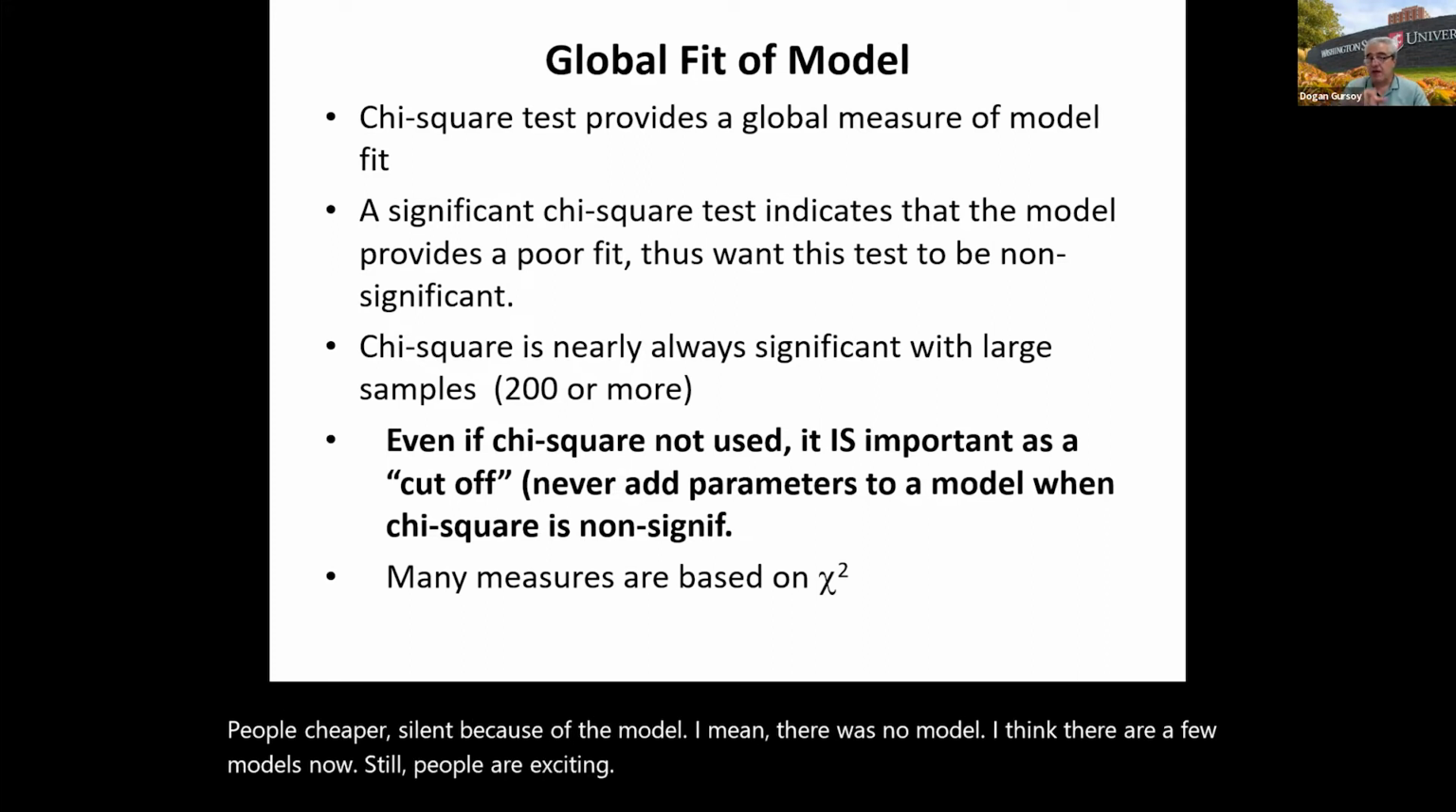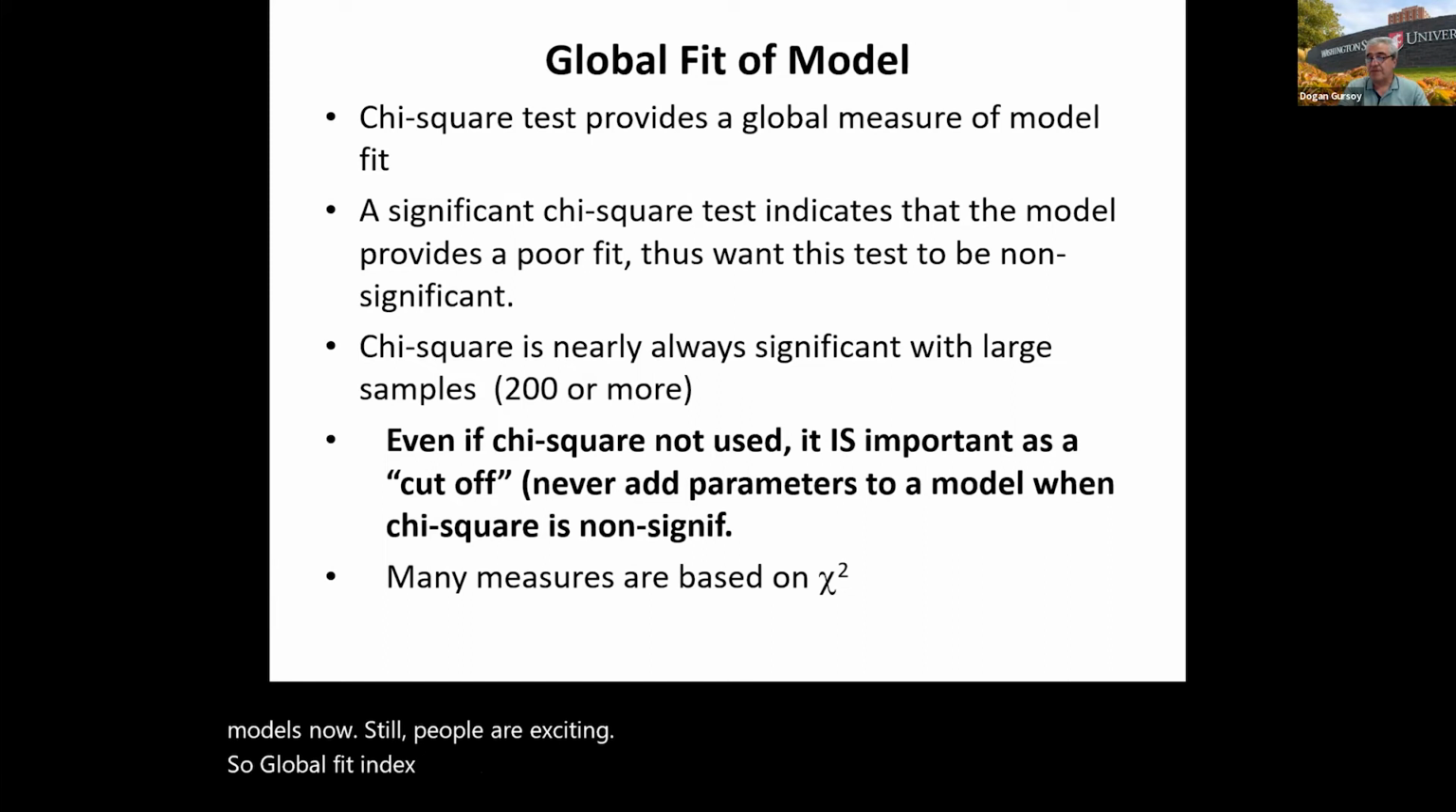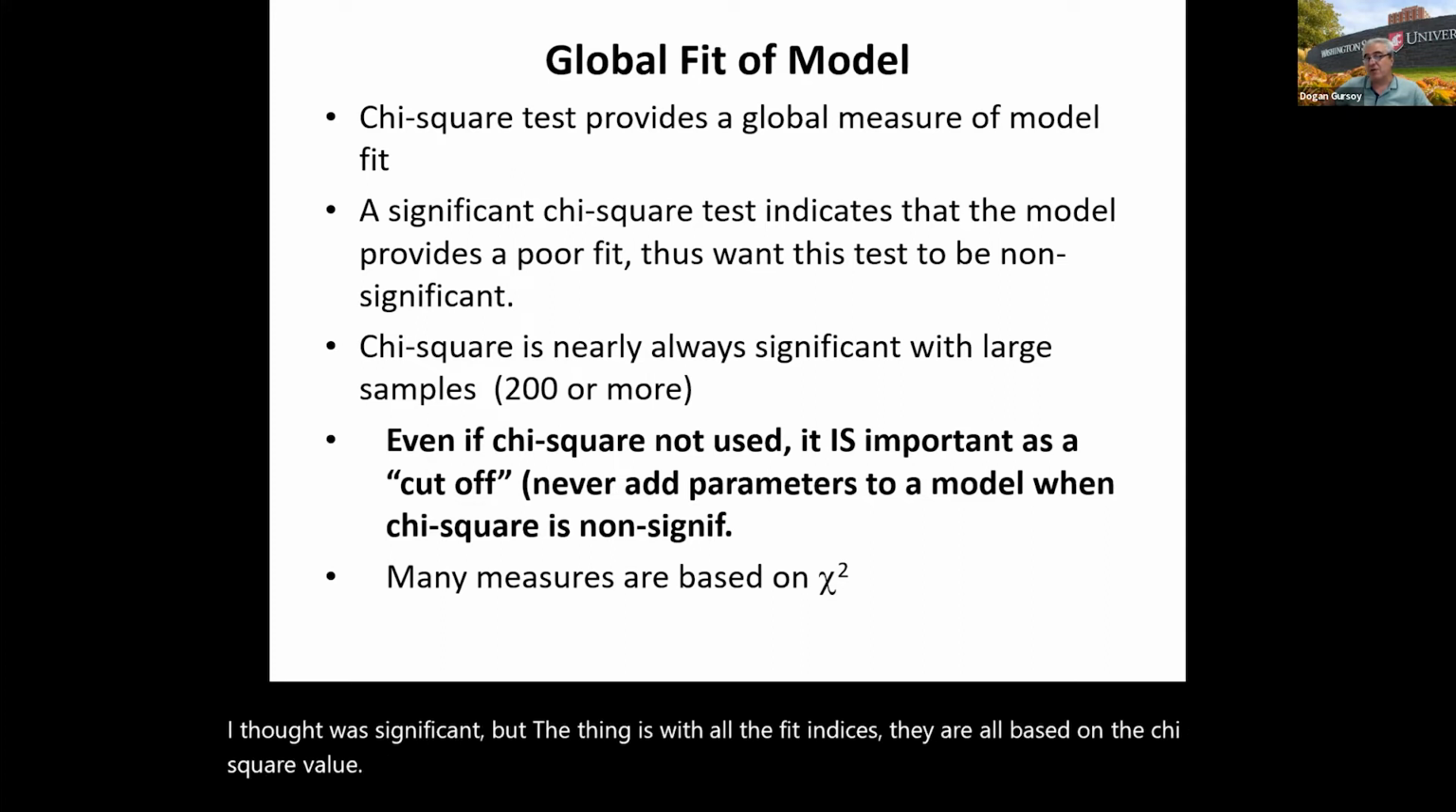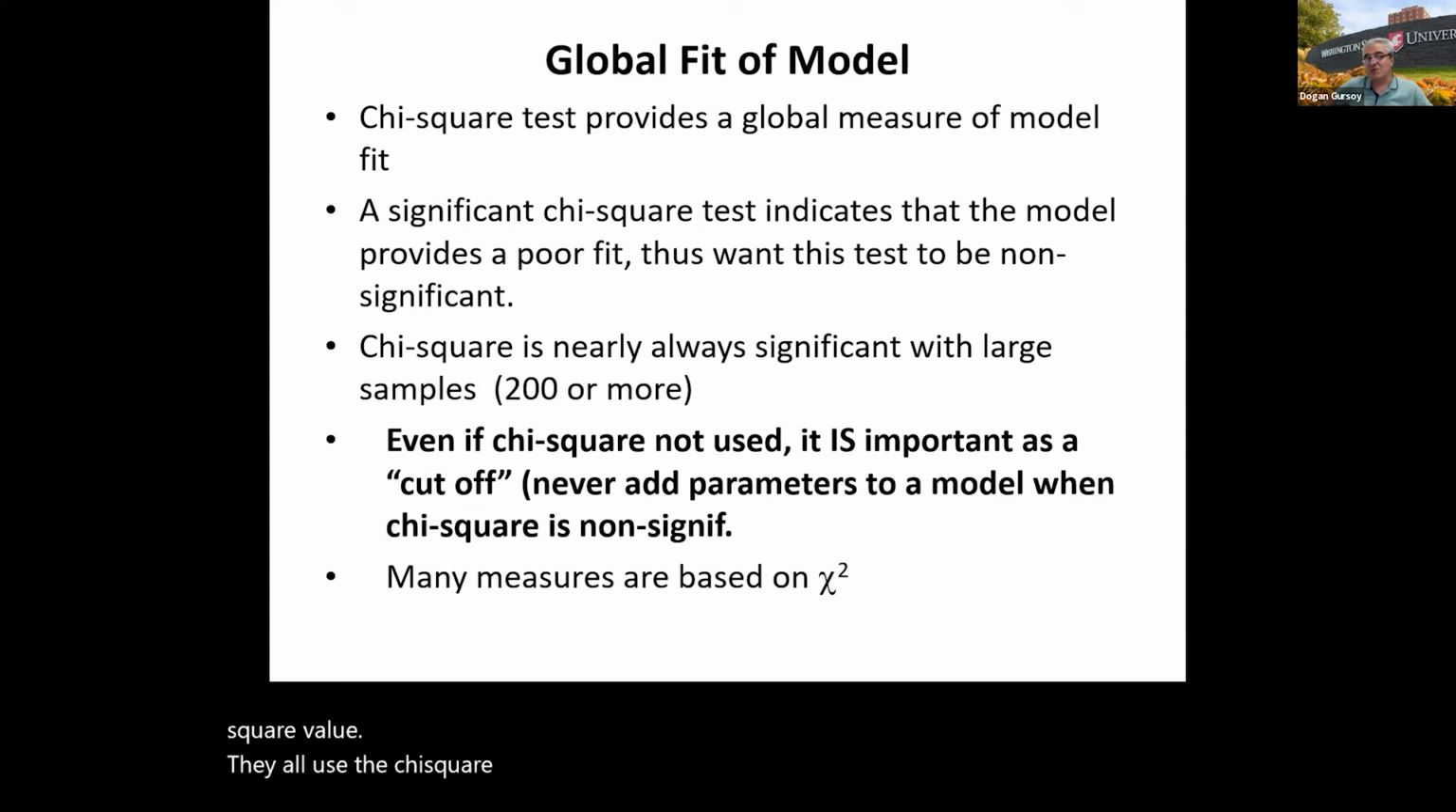So, global fit index, chi-square, the first one. If you have a large sample, then it will be significant. But the thing is, all the fit indices are based on the chi-square value. They all use the chi-square value and also degrees of freedom.